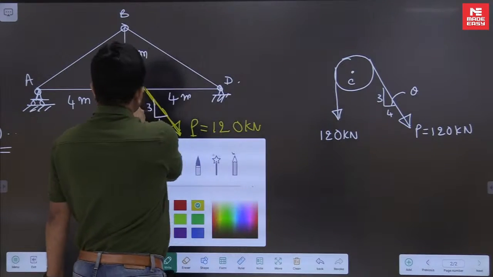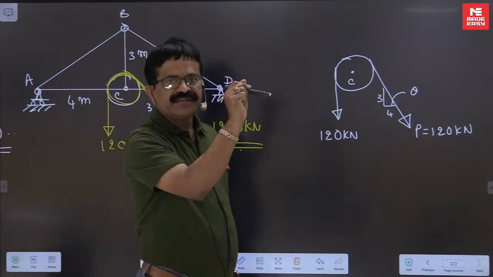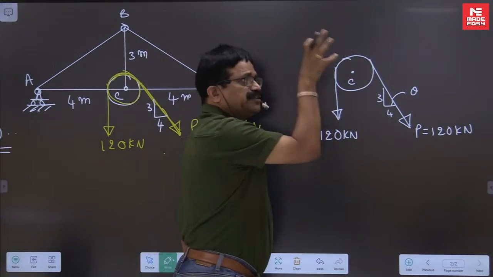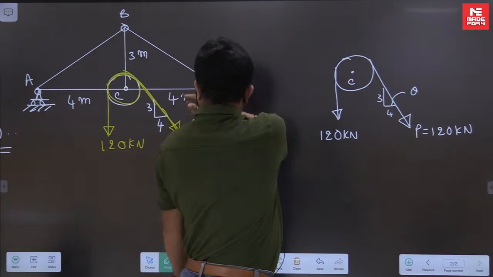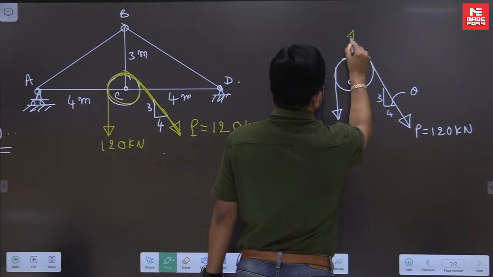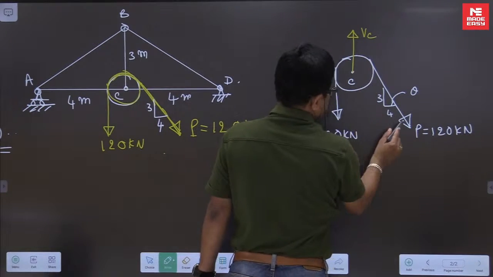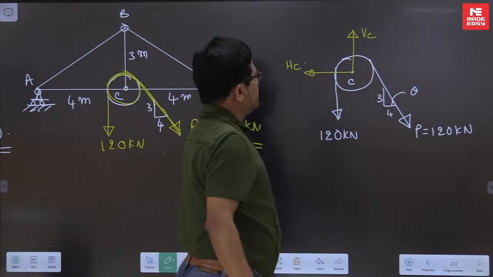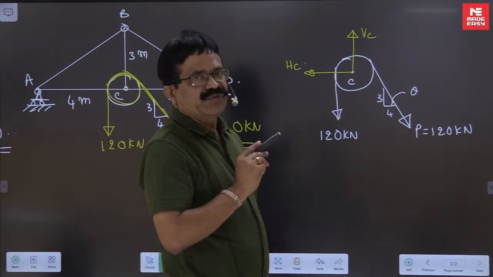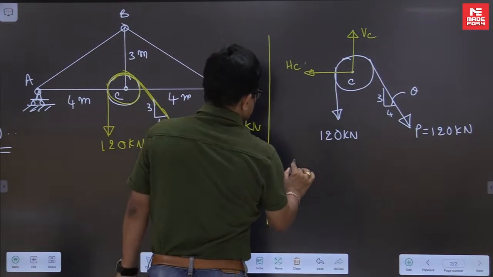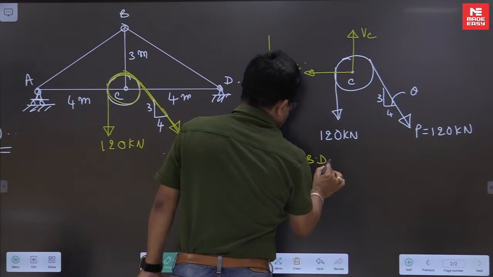Now, the pulley is connected to the pin at C. So, for this pulley to remain in position in the truss, the pin will have to exert one upward reaction VC, then a horizontal reaction HC. VC and HC are the forces exerted by the pin on the pulley. So, this is your free body diagram of the pulley.